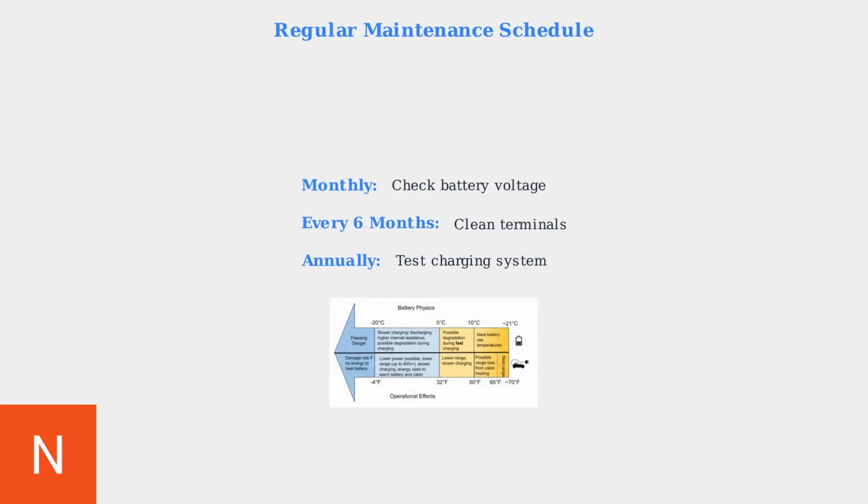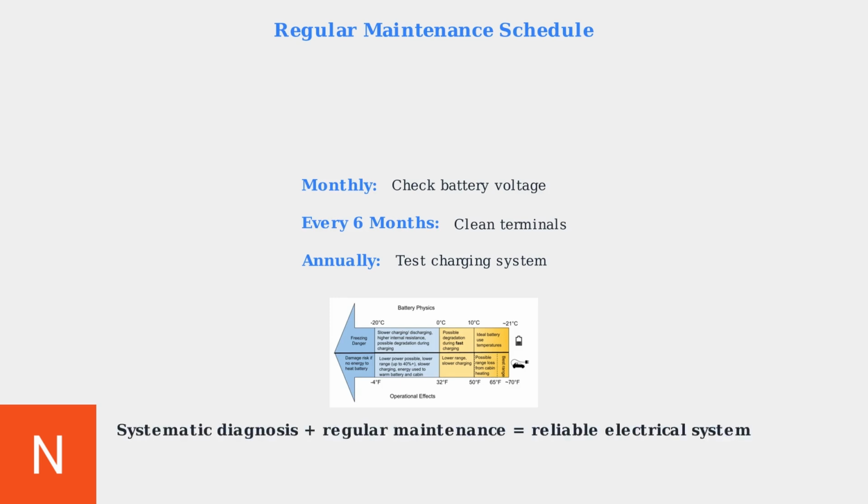Keep in mind that extreme temperatures significantly impact electrical system performance. Cold weather reduces battery capacity, while heat accelerates component degradation. Following these troubleshooting steps and maintenance practices will help you quickly identify electrical problems and keep your vehicle running reliably.